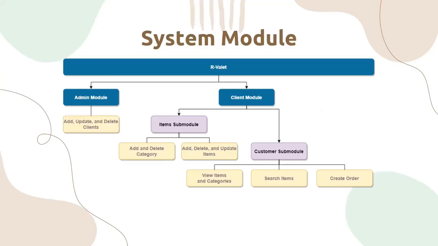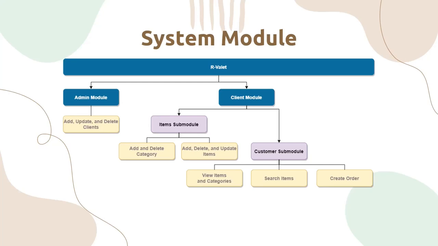This is the system module. It consists of two main modules, which are the admin module and the client module. As for the admin module, the task is to add, update, and delete clients. Clients are the recycle collection centers. The client module consists of two submodules, the item submodule and the customer submodule. Under the item submodule, it has add and delete category and also add, delete, and update items. As for the customer submodule, it has view items and categories, search item, and create order.